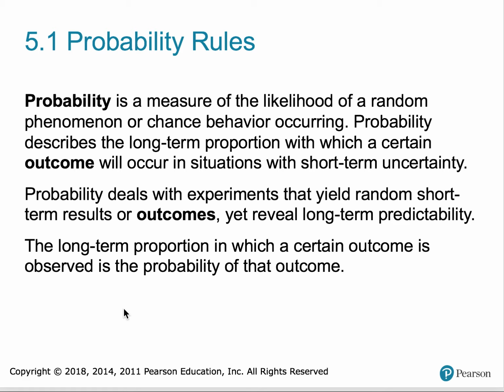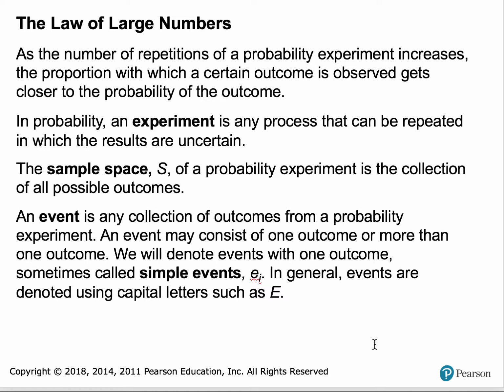Okay, again, a lot of words, probably easier to understand with examples. But let's have a few more words first. The law of large numbers tells us as the number of repetitions of a probability experiment increases, the proportion with which a certain outcome is observed gets closer to the probability of the outcome. In other words, probability describes how likely it is that some event will happen. If we look at the proportion of times an event has occurred over a long period of time, we can be more certain of the likelihood of its occurrence.